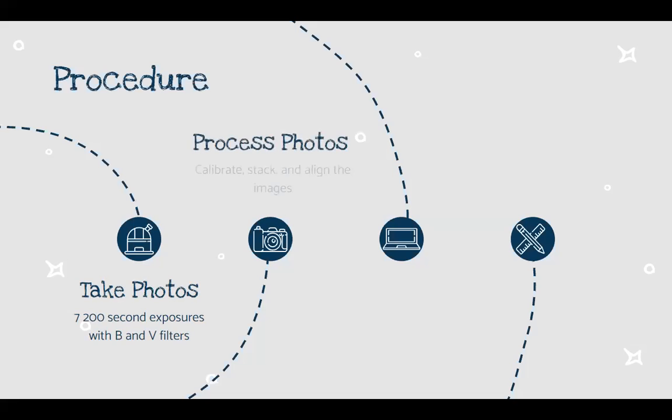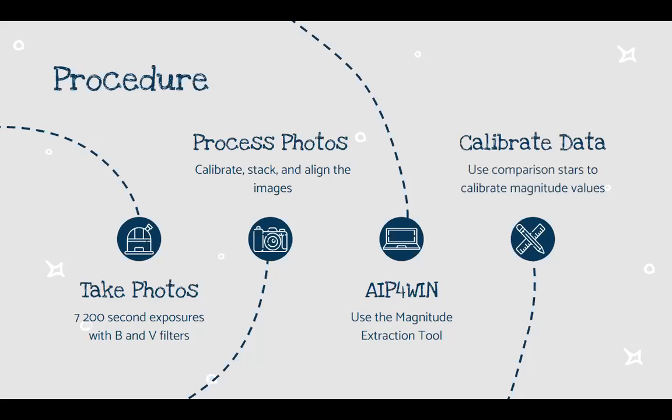Our next step was to process the photos. So we had to calibrate and stack the images so that if there are any stars in the background that were meddling with the data, or if there's any dust on the camera, this is when we got rid of that. The next step was to use AIP for Win and specifically the magnitude extraction tool so that we could get the data out of the pictures we took. We collected the coordinates, their brightness, and the B and V filters. And then finally, we had to calibrate the data, which is using comparison stars to basically check for your accuracy. And I'll go more into that later.